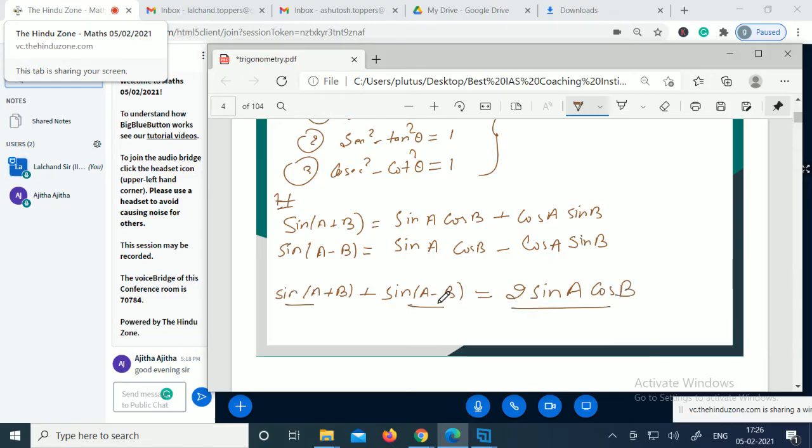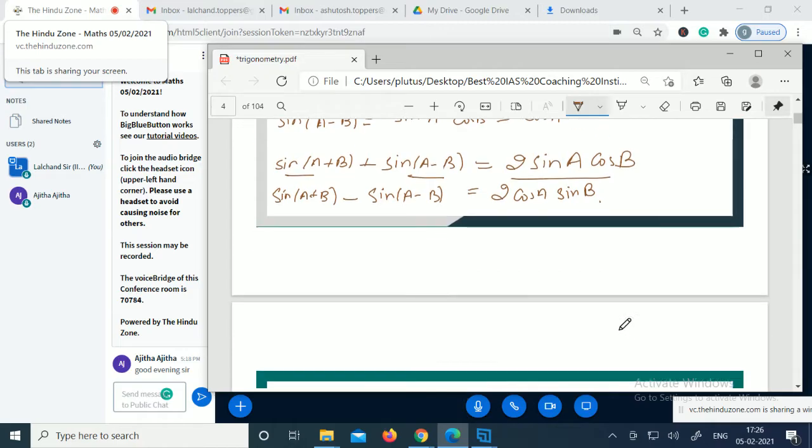So now you need not memorize all this. You can also find them by relations like this. Okay, if I subtract, sine A plus B minus sine A minus B, then this is equal to 2 cos A into sin B, isn't it?